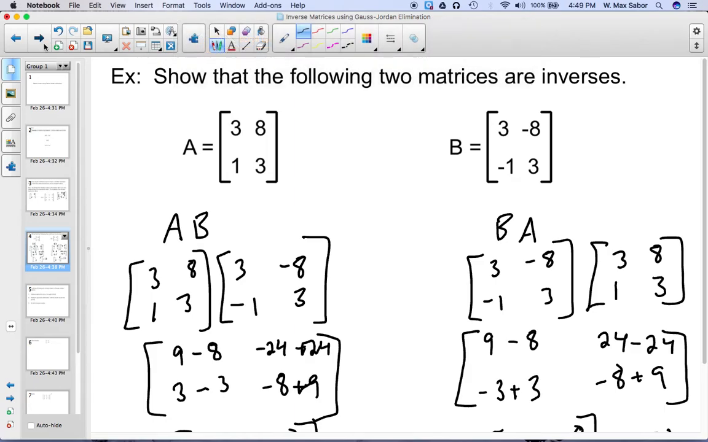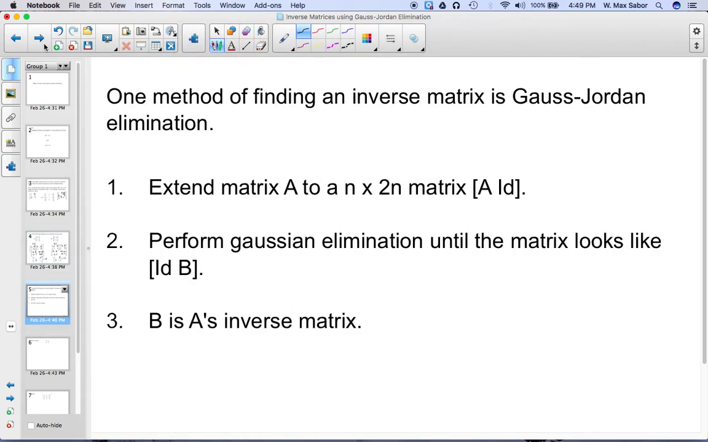But how do we find matrix inverses? One method of finding matrix inverses is Gauss-Jordan elimination. We talked about Gauss-Jordan elimination when we were using matrices to solve systems of equations. This is the same Gauss-Jordan elimination. However, the purpose of it is different. Instead of having a system of equations that can be represented by matrices, now we are finding an inverse matrix using this.